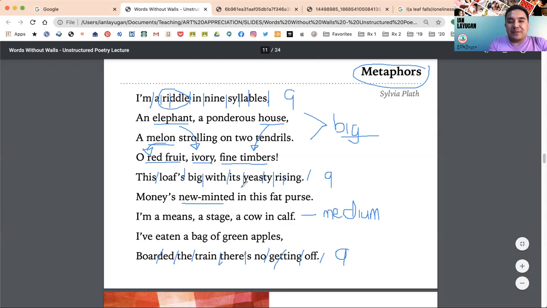What is the syllable about? Look at that. She's a poem. She's a riddle in nine syllables, and it's talking about big things. She is used as a medium. Ginamit siya yung katawan niya. Last clue: how many lines?